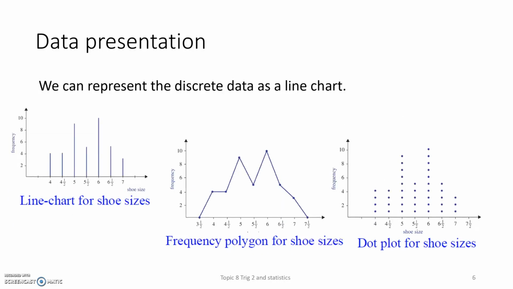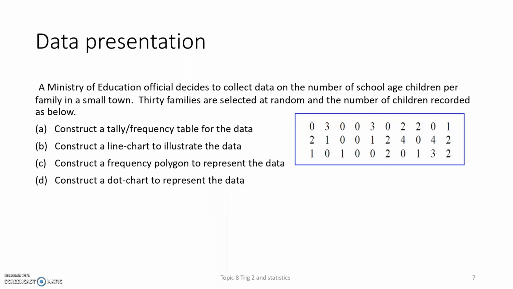We can then show this data in different ways. We can use a line chart, we can use a polyfrequency so that there were 4 in size 4. Or we could do a dot plot. All of these are just representing the same data in different ways, so we can present it differently to people. Now here's an actual example. We will do this example in class.